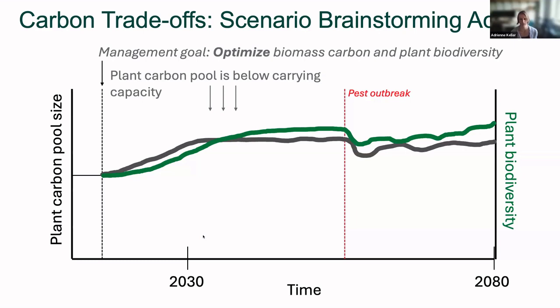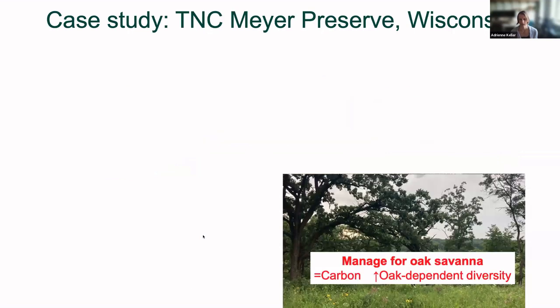And again, this is just a scenario. We're qualitatively thinking about how these trade-offs may play out over time within a climate adaptation lens. And so we have these different patches of land within this Meyer Preserve that the Nature Conservancy is managing, where these trade-offs may play out in different ways.